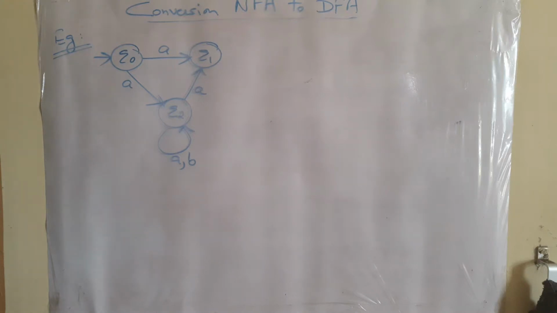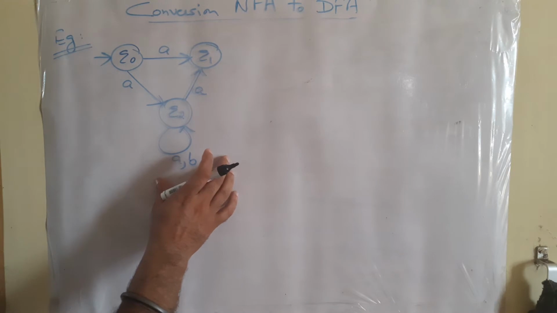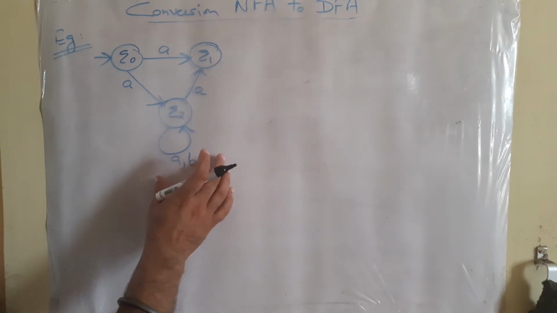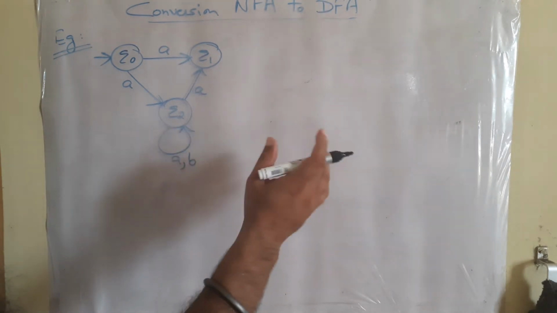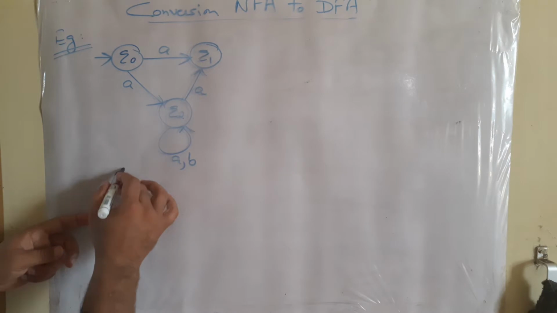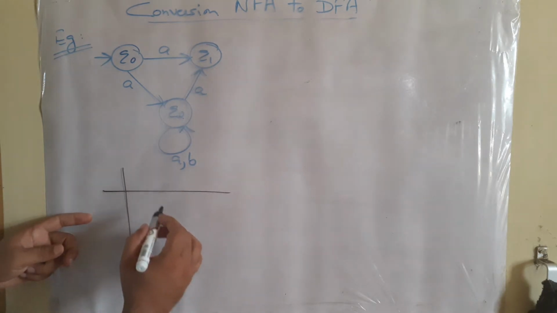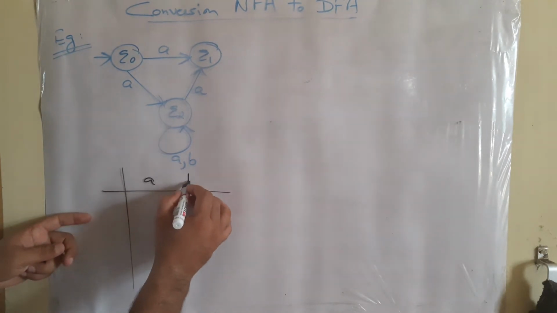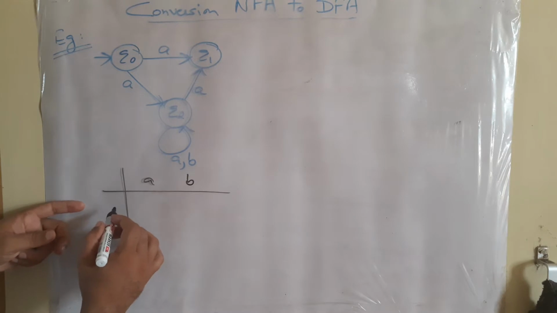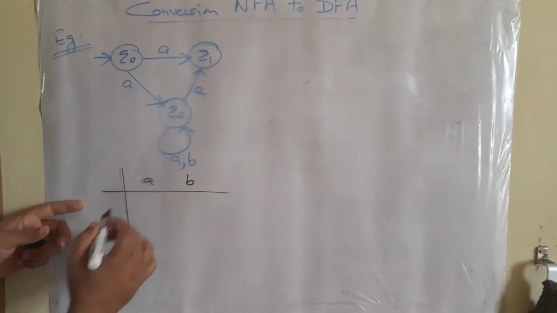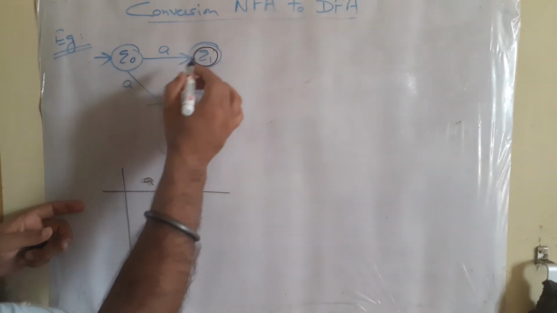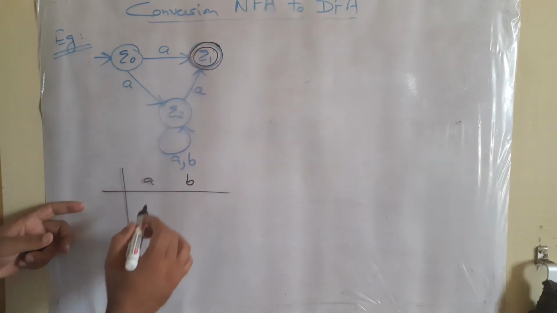Okay, so next question is very important because here we are going to get a dead state when we are converting this NFA into a DFA. So let's start with same steps. So we have two input symbols, A and B. Here this is the final state, Q1.